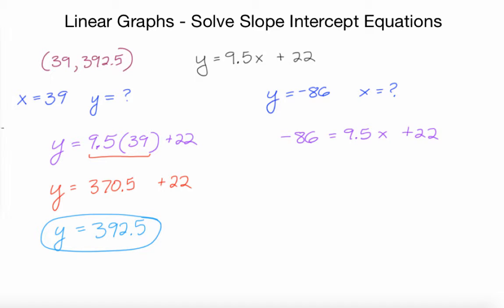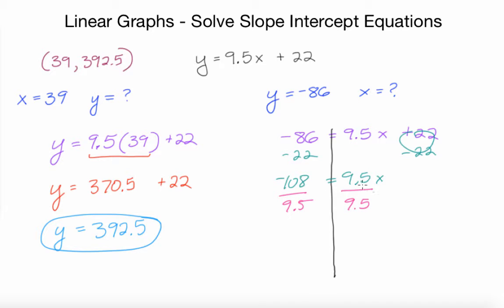And now my goal is just an equation to solve for x. So first step, I'm going to subtract 22 from both sides. Let's clear that out. I want to get x by itself. I've got 9.5 times x over there, and on the left side, we've got negative 108. Okay, now let's get x by itself by dividing both sides by 9.5. That leaves x is equal to, oh, when I crunch this out, it is not pretty.